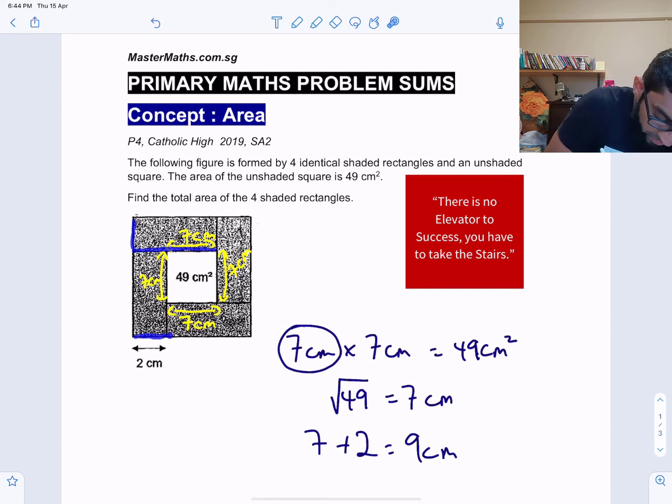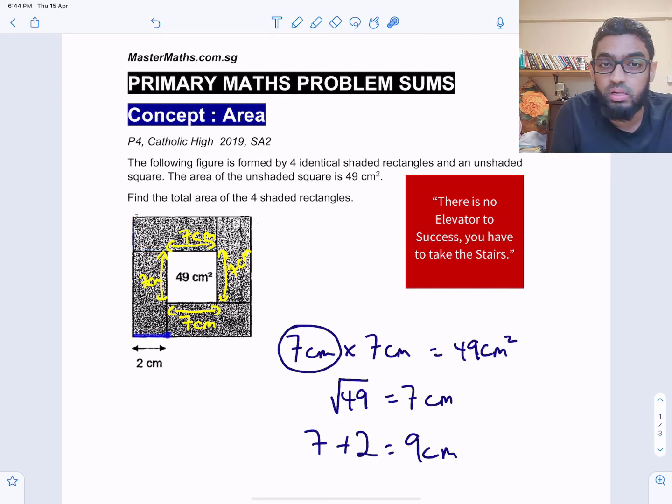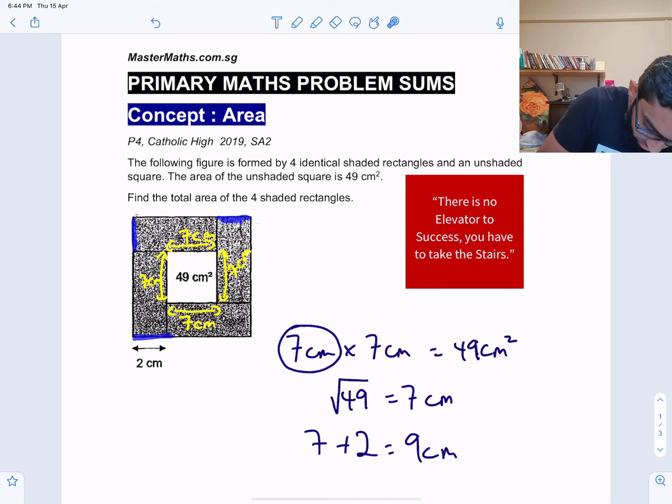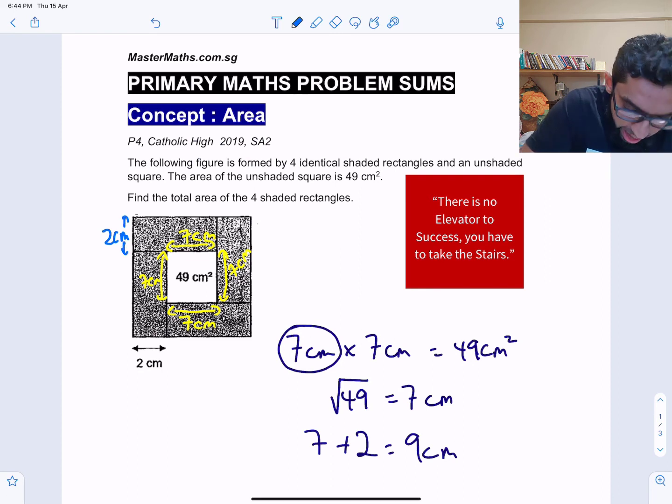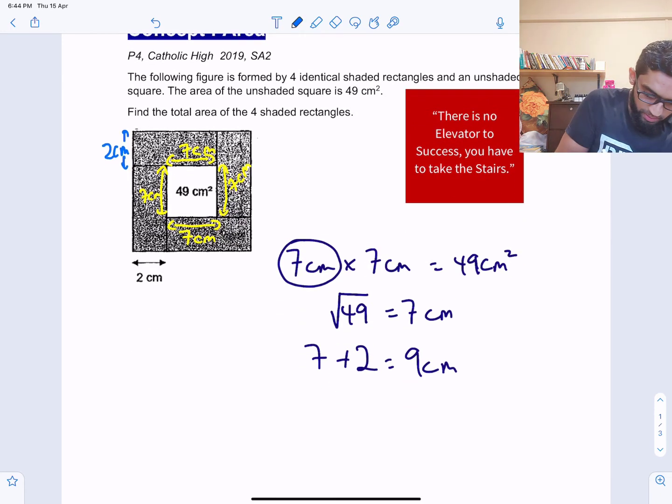So over here is 2. How do I know it's the same? Because they said that all the 4 rectangles are the same. So if this is 2, over here is 2, over here is going to be 2 as well. All this small breadth will be 2. So what we have is 2 cm as the width of the rectangle and 9 cm as the length of it. So the area of one rectangle can be found.